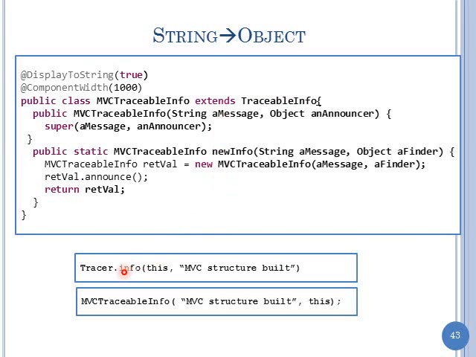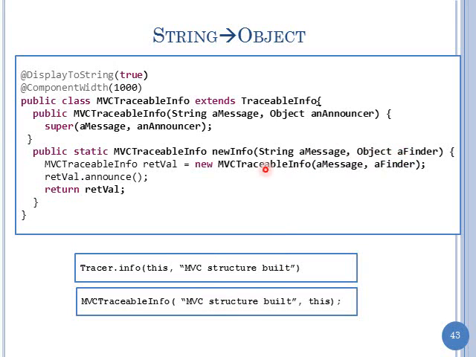And where I used to do tracer.info, this MVC structure built, I'm going to go to some class. Sorry, I did this in a hurry. I'm going to say MVCTraceableInfo.newInfo, a static method, and pass to it a string and some object, which is the object that found that event.